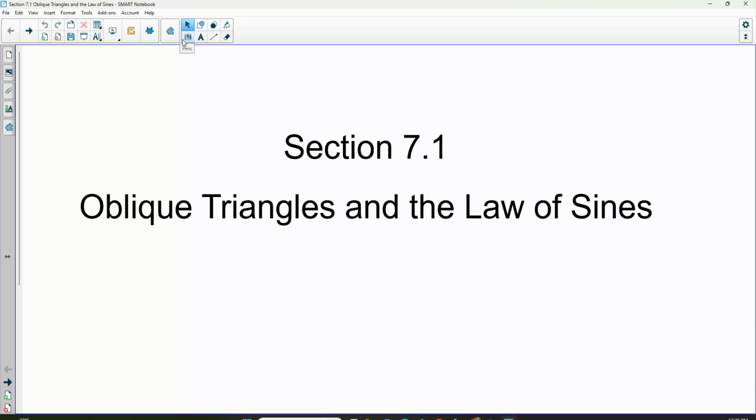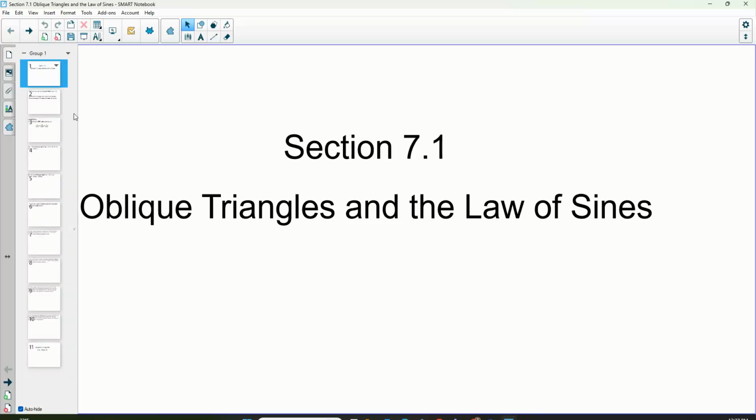So in chapter 7, we are talking about how to work with what are called oblique triangles. An oblique triangle is basically not a right triangle. Our SOHCAHTOA definition requires us to have a right triangle. If we're going to do opposite, adjacent, and hypotenuse, we only have a hypotenuse if we have our 90-degree angle in the triangle. So this is talking about what we can do if there isn't a right triangle.